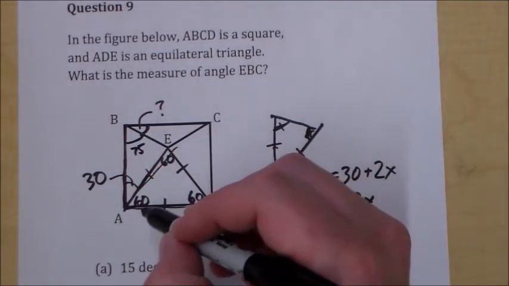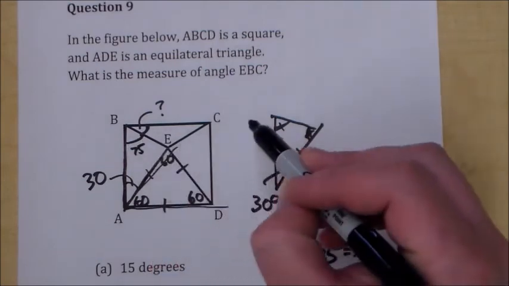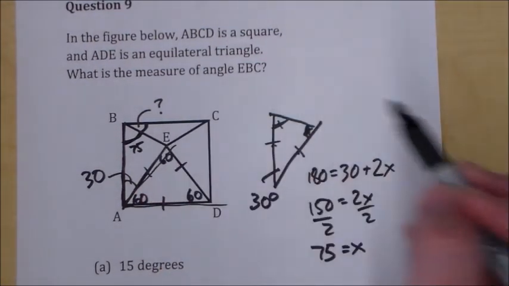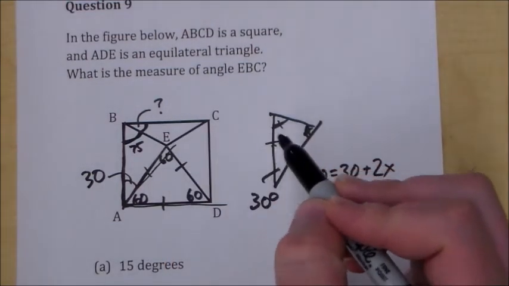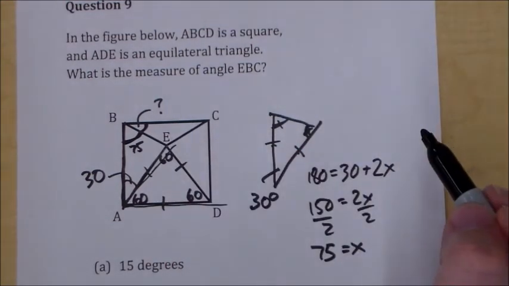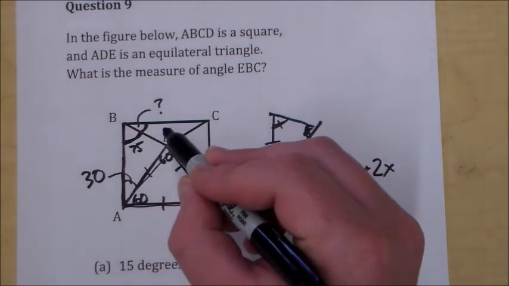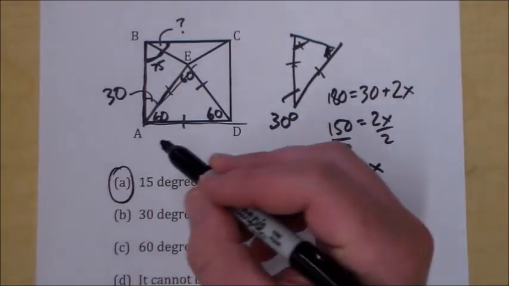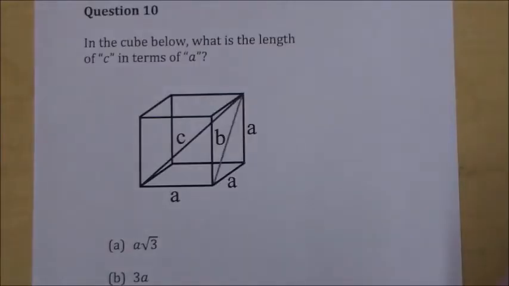Well, if we have a square, which we do, ABC has to be 90 degrees. If this part of the 90-degree angle is 75 degrees, what does EBC have to be? Well, it has to be 15, right? Because 75 plus 15 equals 90. We're good to go.